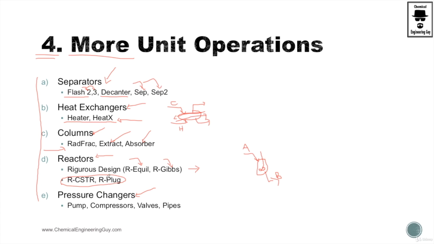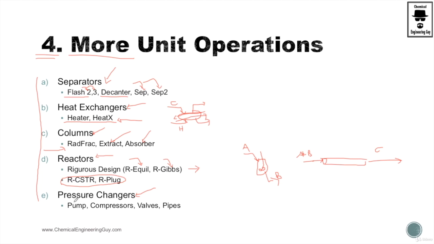Or the RPlug, which is the plug flow reactor. Many times we only have a pipe, and we know that they will react. So we have A plus B. At the given conditions, they start reacting, and the C goes out.